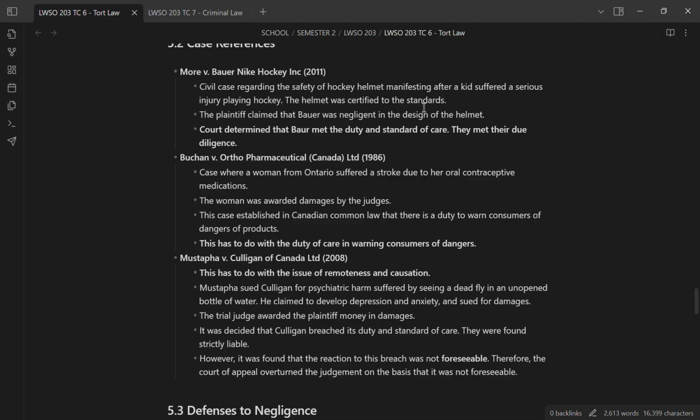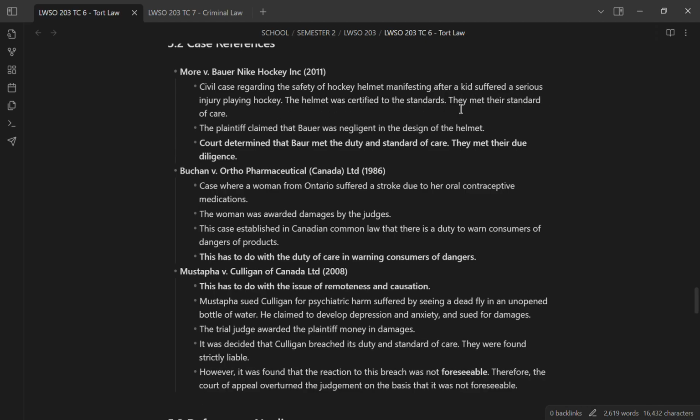The plaintiff claimed that Bauer was negligent in the design of the helmet, but again, the helmet was certified to the standards. They met their standard of care. The court determined that Bauer met the duty and standard of care. They met their due diligence, so they weren't held accountable.